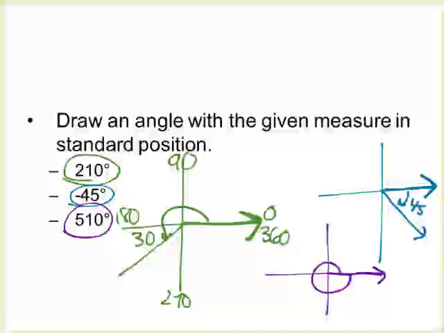Subtract. So I've already done 360. How much more do I need to do? Another 150. So from here I'm going to go around 150 more. And how far away is that from the horizontal? It's 150 away from 0. How far away is it from the closest horizontal? 30, because that horizontal line is 180.